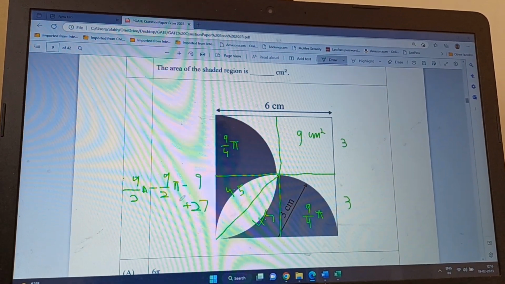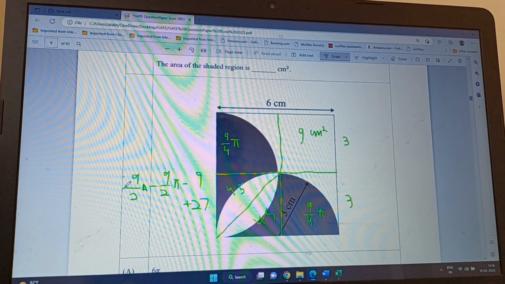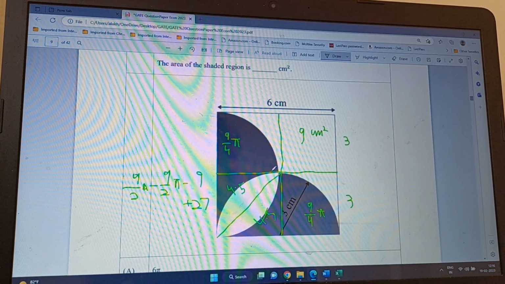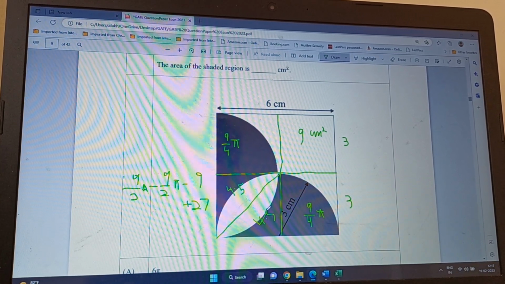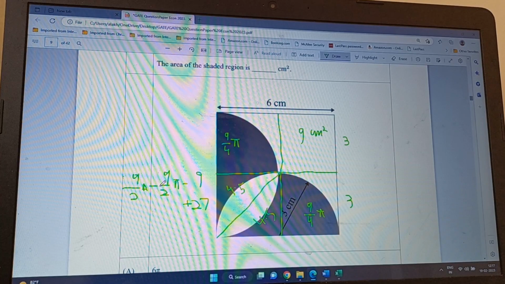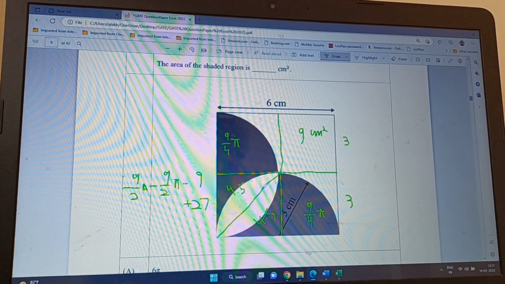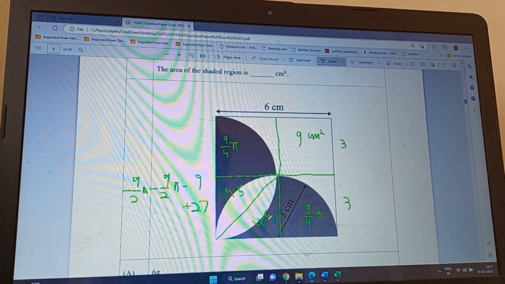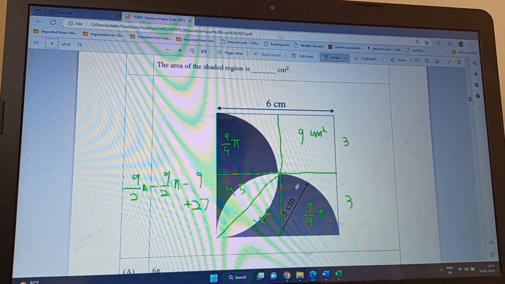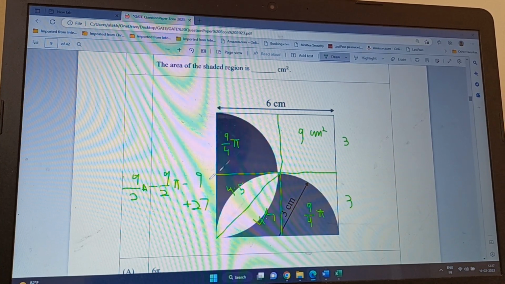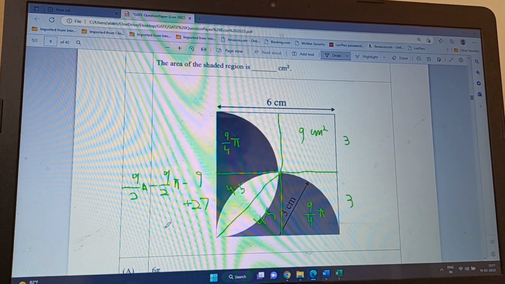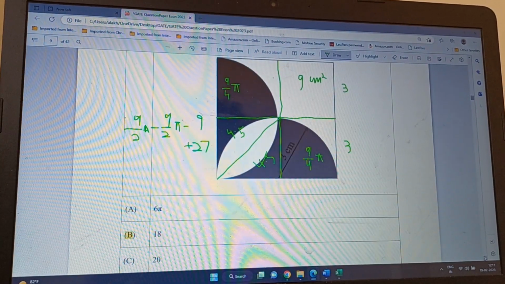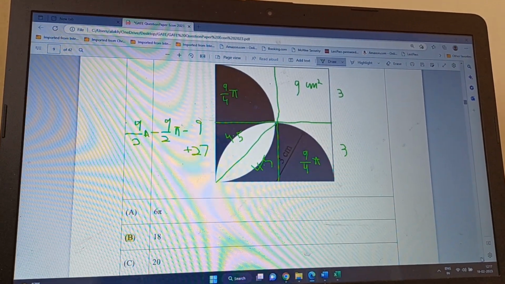So I found these 9 by 2 is all the shaded region, and this one is the 9 by 2 but not completely shaded region. So I deducted it from this part to annul that, and then minus 9 is the area of this, that I also deducted, and then I added 27. So this gives me equal to 18 value. Now, so that makes us that answer B is the correct answer.